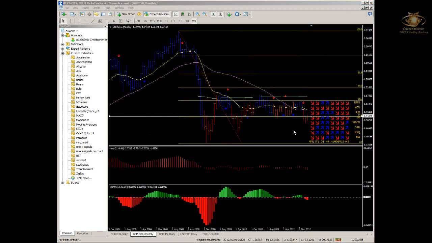On to sterling. Let's have a look at sterling. I've got my monthly chart open because I want to see what price has been doing over a long period of time. 2007-2008 highs to the 2009 lows, price fell quite drastically, and since then price has moved higher like its European counterpart.